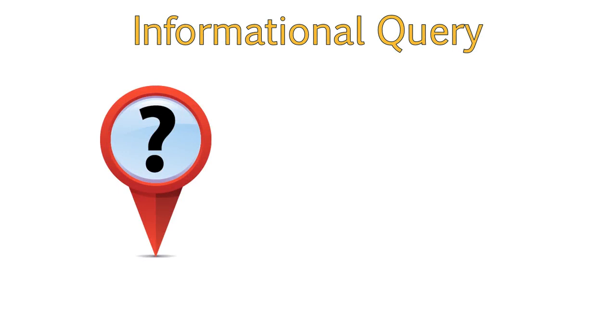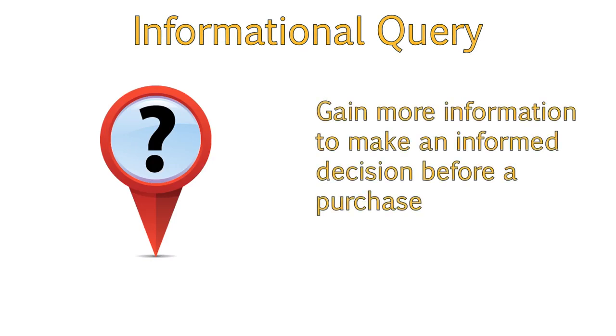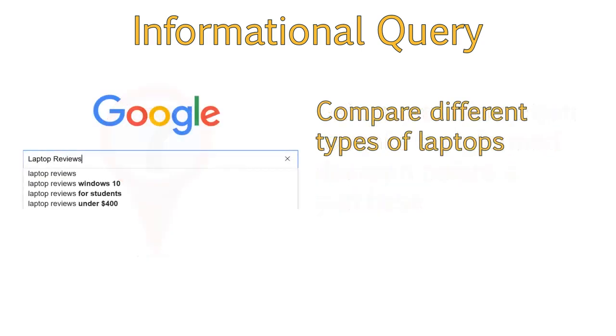The second type of query is an informational query. With these types of searches, people are looking to get a bit more information about a topic or make an informed decision prior to making a purchase. You can associate this type of query with the middle stages of the buying funnel. An example would be someone searching for laptop reviews while they compare different types of laptops available.